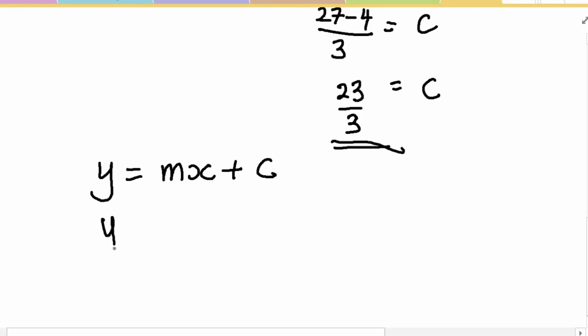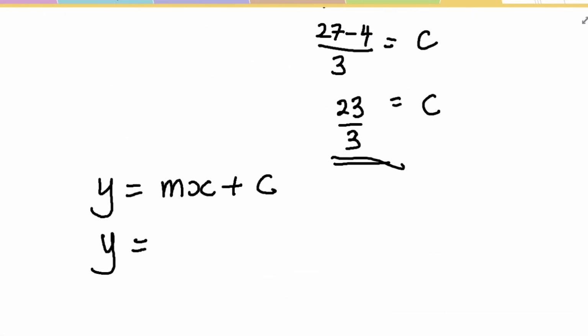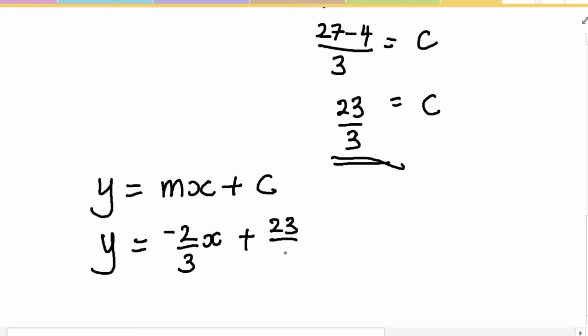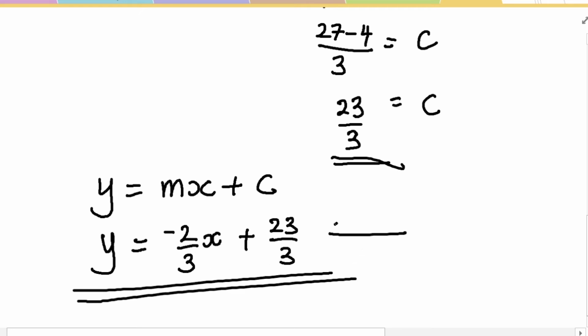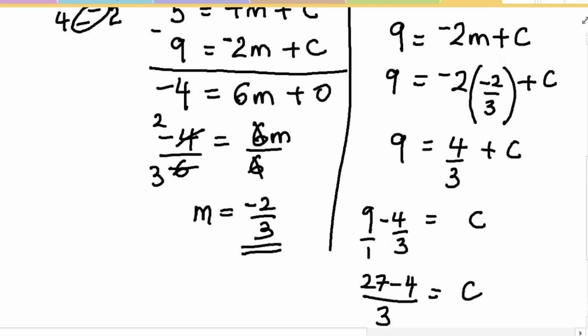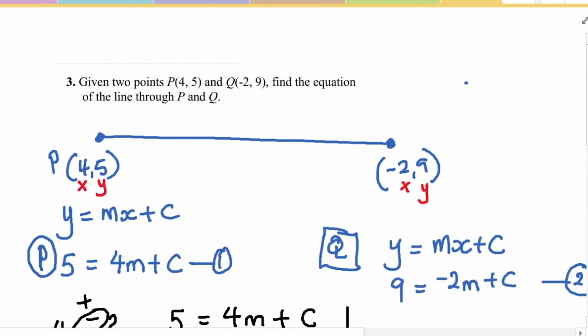So if y is equal to mx plus c, it means that our value of y is going to give us, by our value of m, which we got as negative 2 over 3 up there, negative 2 over 3x plus our value of c, which is 23 over 3. So this is the equation of the line. We've answered that question. But let me try doing this question using a different approach.